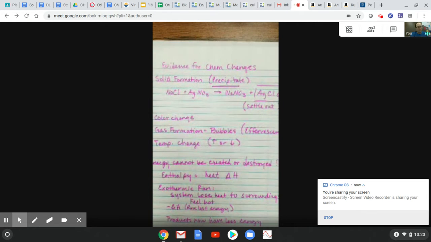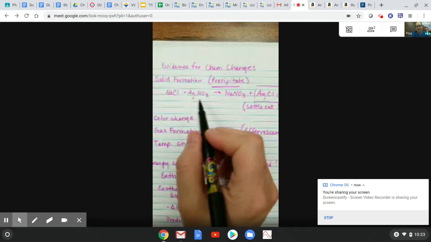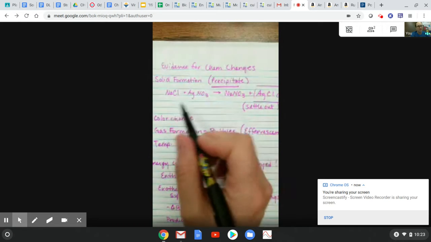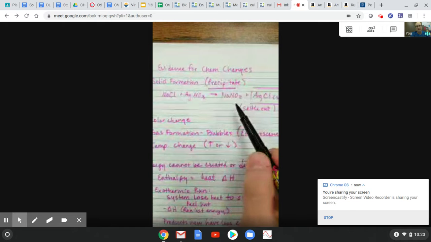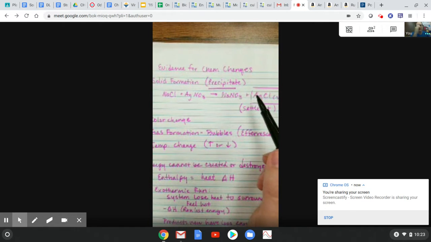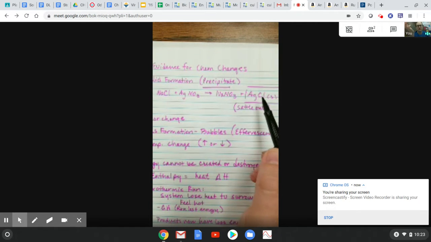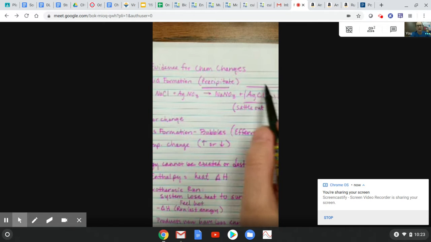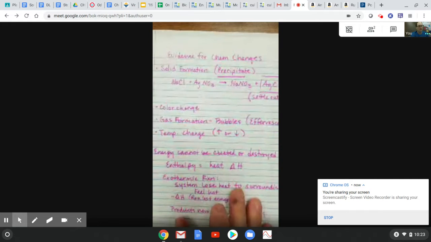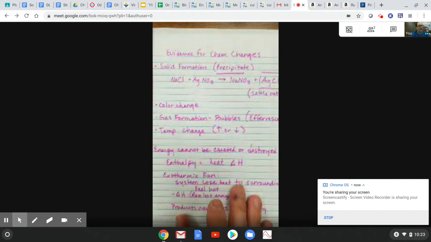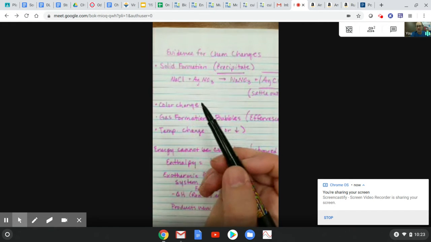Like if I take sodium chloride and silver nitrate, which are both liquids, they're both aqueous solutions, and I mix them together, I get sodium nitrate, which stays dissolved, but this cloudy mixture of silver chloride forms and settles out of solution. So that means I made this new solid that wasn't there before. So that's a precipitate. You might see a color change, but not always.